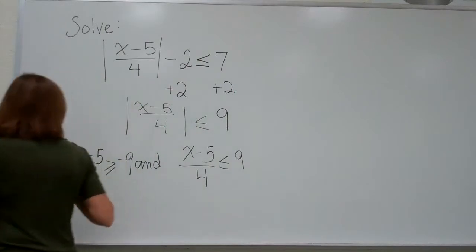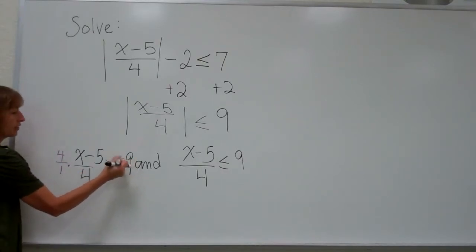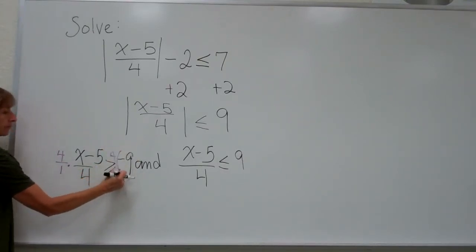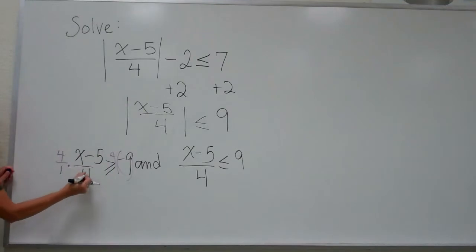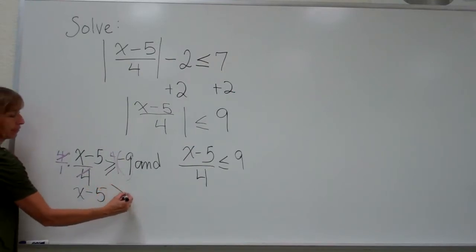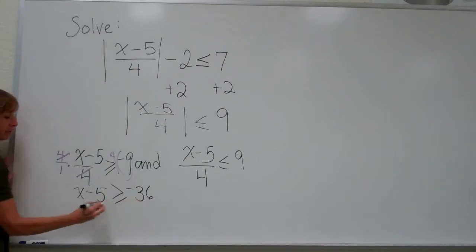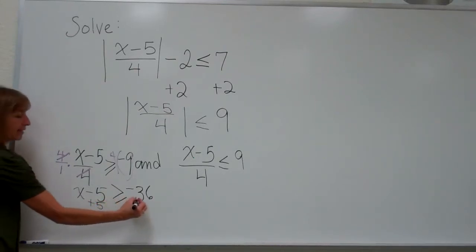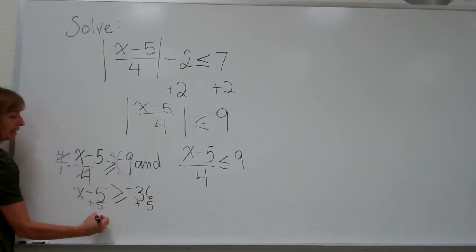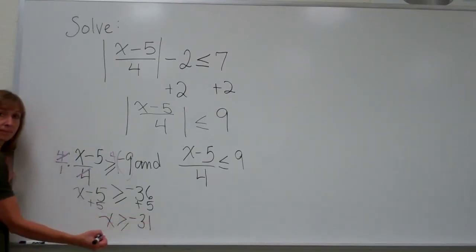For this first inequality, we want to get rid of the fraction. So we'll multiply both sides by the lowest common denominator, which is 4. On the left-hand side, the 4's will cancel, so I get x minus 5 is greater than or equal to negative 36. And then we will add 5 to both sides to get the x on a side by itself. And we get x is greater than or equal to negative 31.